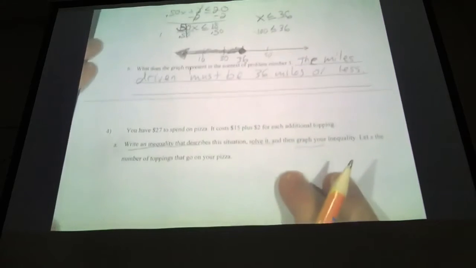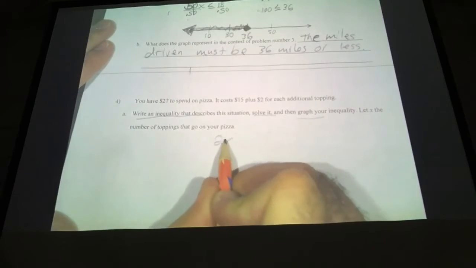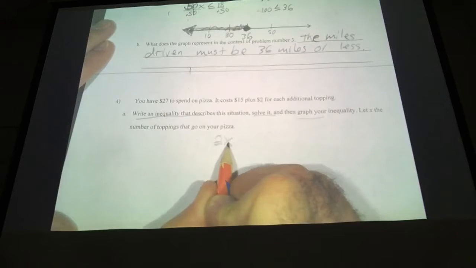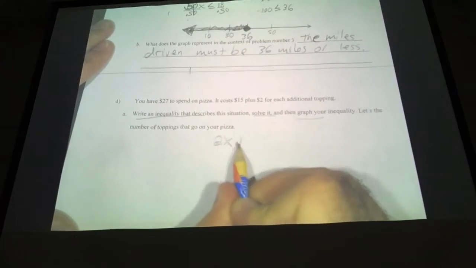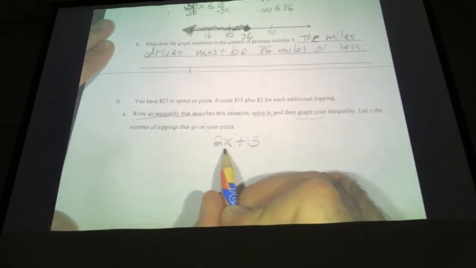Alright guys, so for this problem right here, again, it's $2 per topping. We're going to let x represent the number of toppings. So once you know how many toppings, you're going to multiply that with x. So there's my 2x. Now, what's the topping without pizza? Are you going to get toppings and not get the pizza? That doesn't make sense. So just to get the pizza itself is $15. So you have to pay the $15, then you're going to add the amount of money for the toppings.